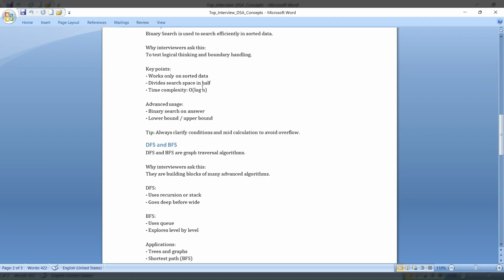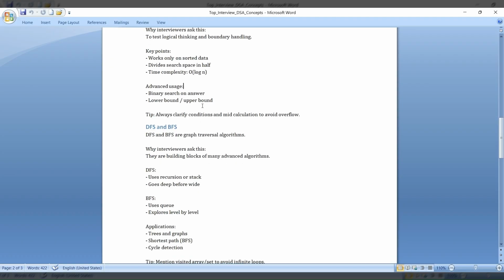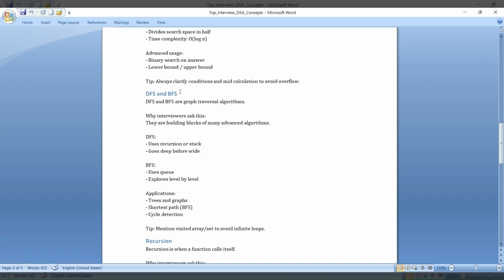The other key point you can remember is that it works only on sorted data, and it divides the search space in half each time. Time complexity is O(log n). Advanced use cases of this concept are lower bound and upper bound in binary search. The tip is to always clarify the condition. Mid calculation is very important, for each case, whether the element is less than the mid element or greater than the mid element. So that is how you should explain this concept.